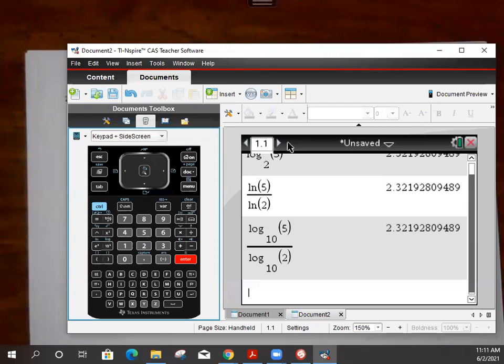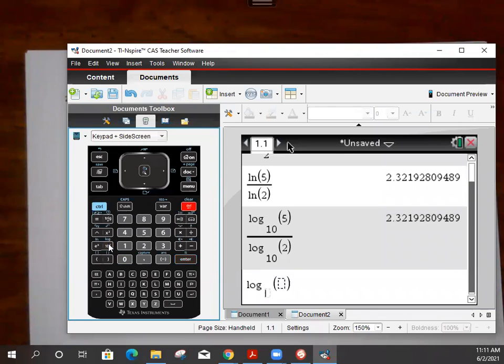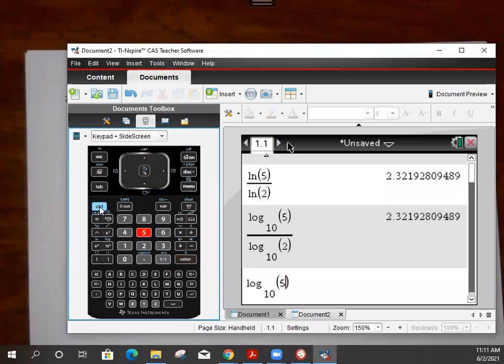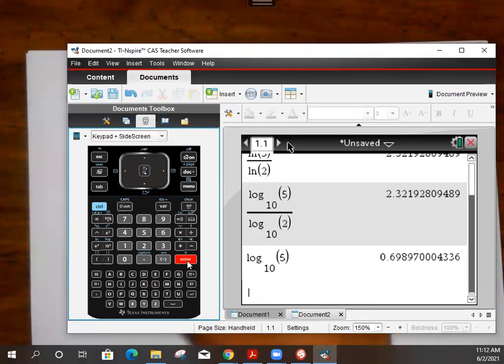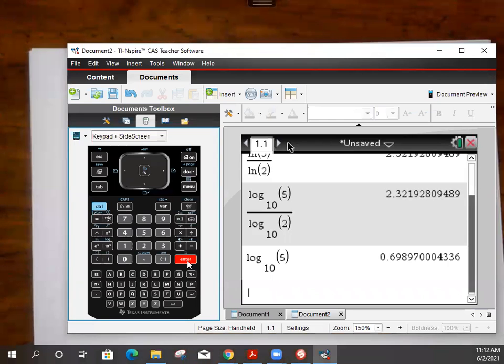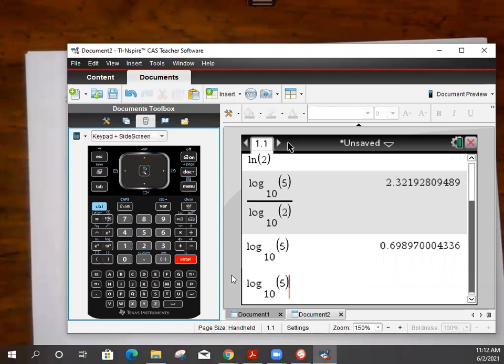So let's do that together on our calculators. It's log base 10, so everyone should be able to do this pretty easily, because if you have a log button on your calculator, it's log base 10. So let's find the log of 5, log base 10 of 5 as a decimal. And that comes out to be 0.69897.